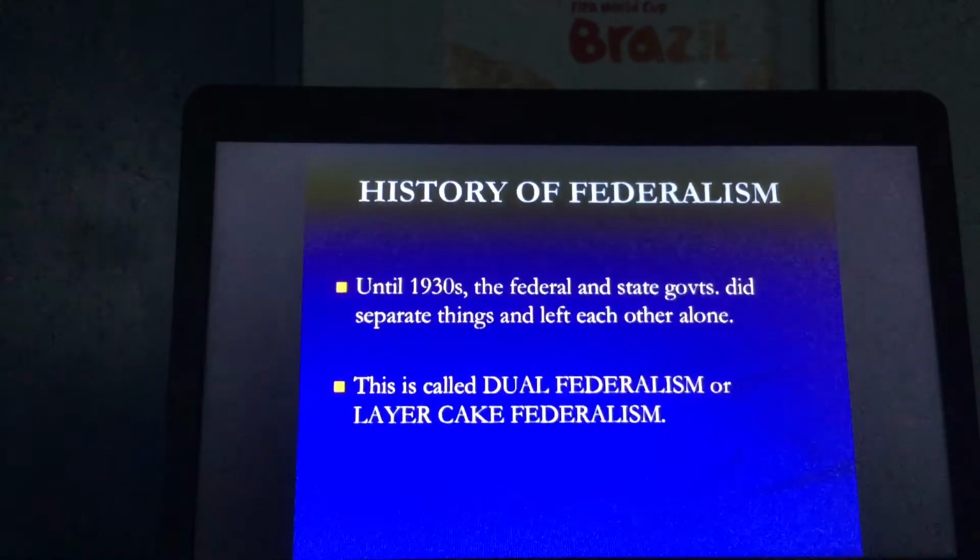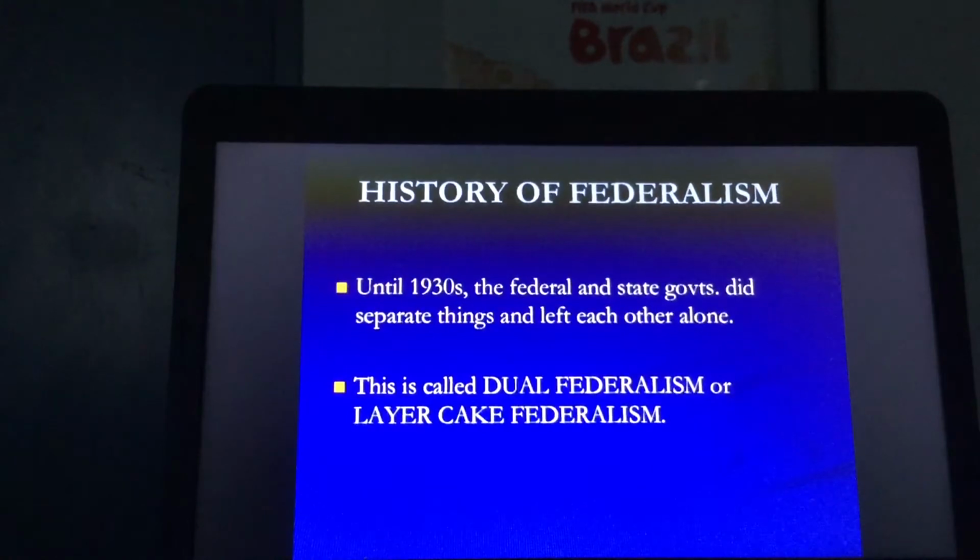Okay, up until the 1930s, the federal and state governments did separate things and they left each other alone. The national government did its thing, and mostly it had to do with the military and foreign policy. And then states did everything else: education, transportation, healthcare, local crime. And the two governments didn't mix very much. And so what that's referred to is dual federalism, or sometimes it's called layer cake federalism.